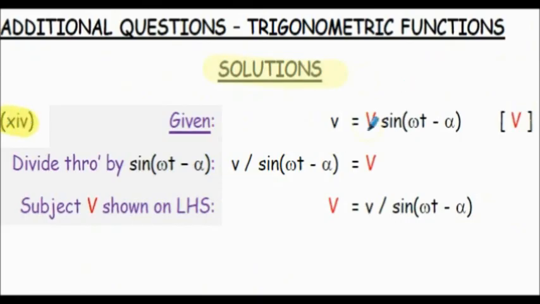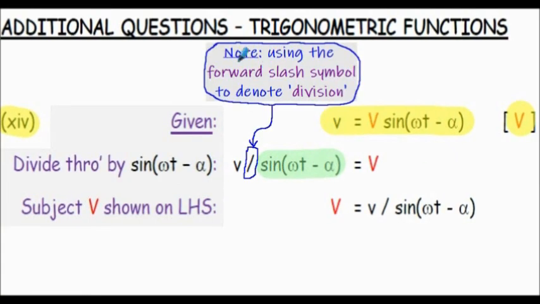Question 14, given the equation lowercase v is equal to uppercase V multiplied by the sine of omega t minus alpha. We have to transpose for uppercase V. So the first step, we're going to divide both sides by the sine of omega t minus alpha, shown here. And note for reference I'm using the / symbol to denote the process of division, as shown here within the transposition.